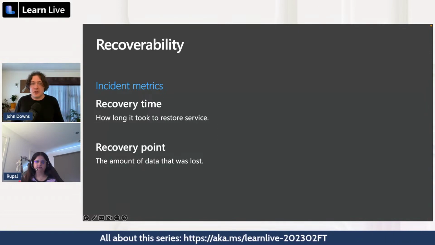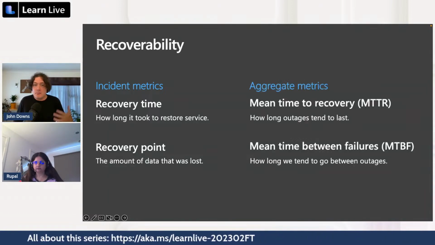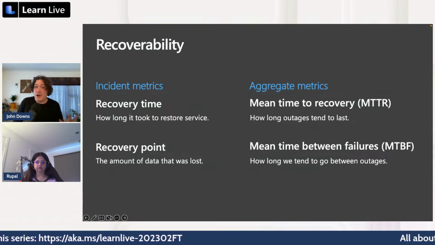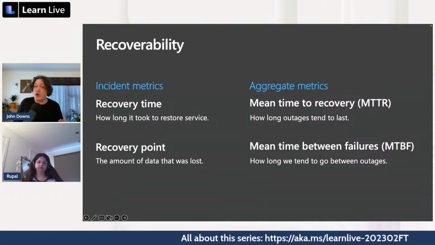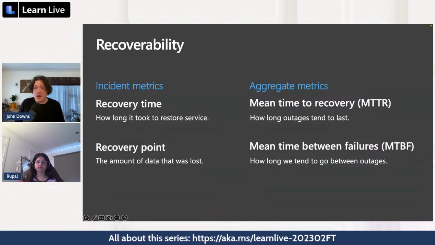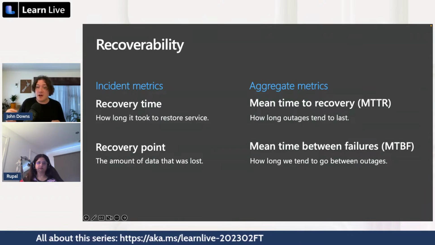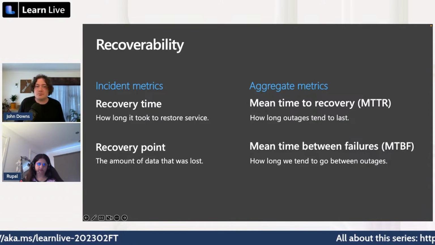There's also a couple of other terms that you might hear as well. Mean time to recovery is how long, on average, it takes for us to recover from outages. Mean time between failures is how long, on average, we go between outages. So ideally, we want our mean time to recovery to get shorter and our mean time between failures to get longer.